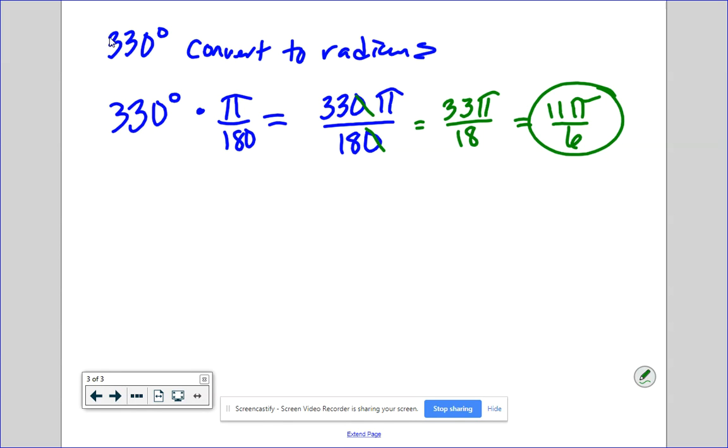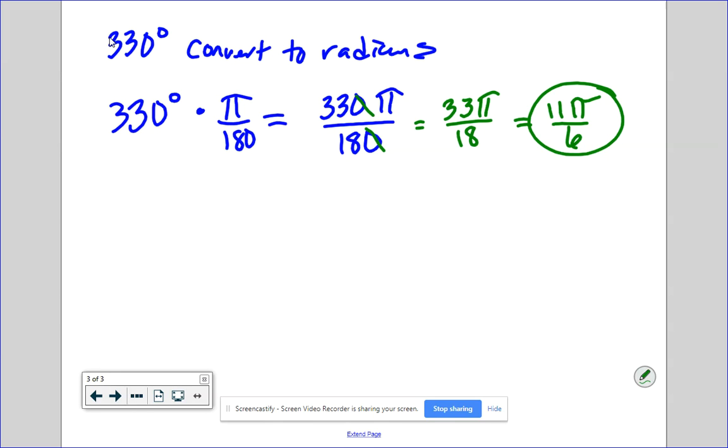Because I'm fairly confident you can all plug that into a calculator and tell me, well, 11 pi over 6 is 5.76 radians. I don't want that though, because that means nothing to me. I want it in exact terms.